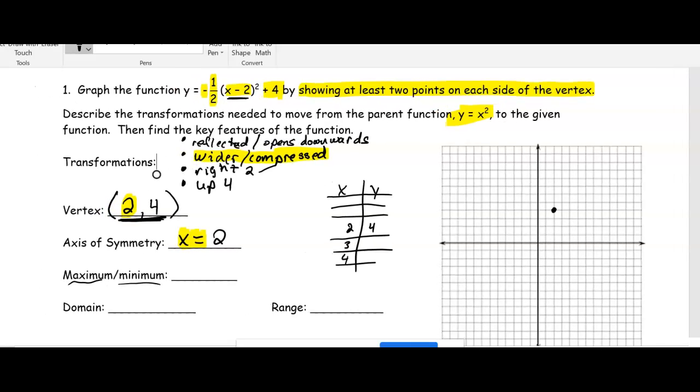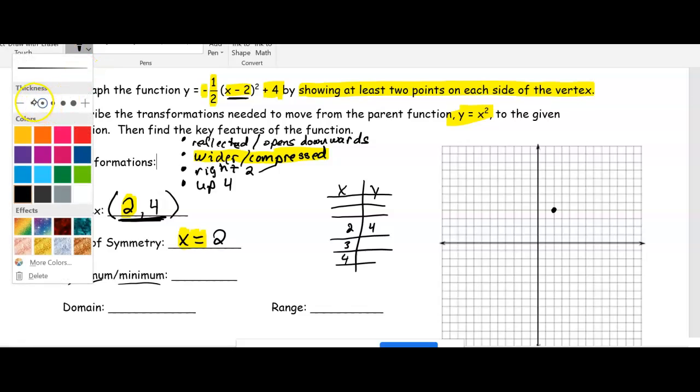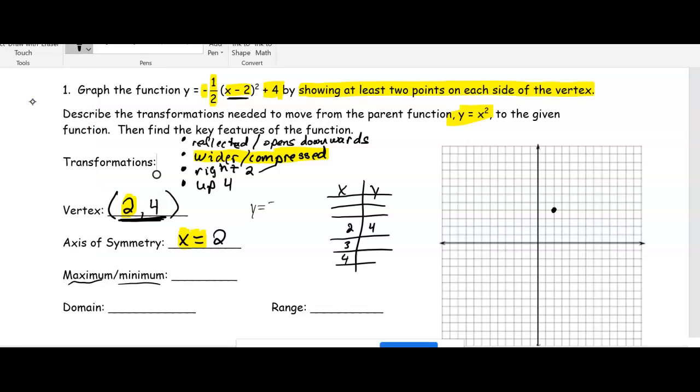I didn't leave myself a lot of room here. Okay, look. So we took our equation, y equals this negative 1/2. I'm going to erase this so I have some room.